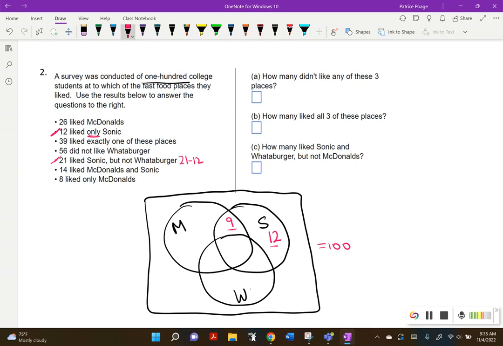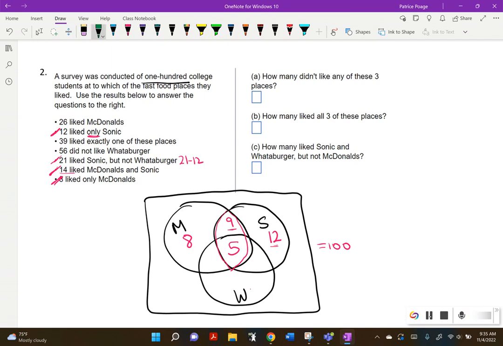14 liked McDonald's and Sonic. So McDonald's and Sonic is going to be this little football shape here. And it says that there are 14. We already have 9 in there, so that leaves 5. 8 liked only McDonald's, so I can put that one in. Alright, so that's my first time through. I got 4 numbers going on. I'm going to go through for a second time here.